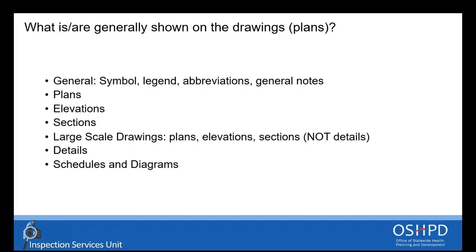And what you will see in the plans. In general, the typical drawings are general sheets where there are symbols, legend, abbreviations, and general notes. Then there are plans, elevations, sections, and then at a larger scale, there are more plans, more elevations, more sections. The details are standalone because the scale, of course, is different. And then there are also schedules and diagrams.